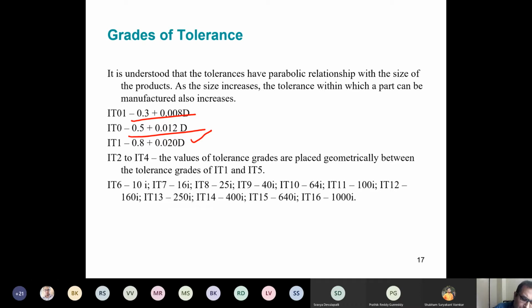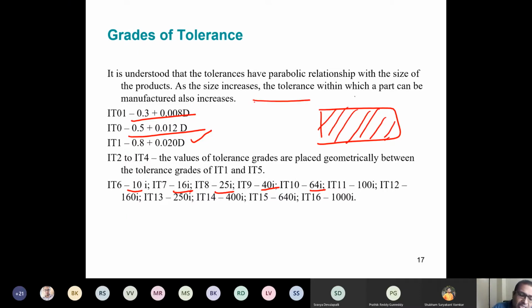So these are all things which you'll have to see in the standard. These are there in ISO standards and IS standards also. And IT6 is 10i, IT7 is 16i, IT8 is 25i, right? And IT9 is 40i, then 64i. So that's how these numbers are. These basically represent what will be the size of this tolerance band.